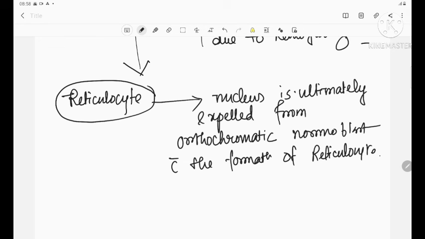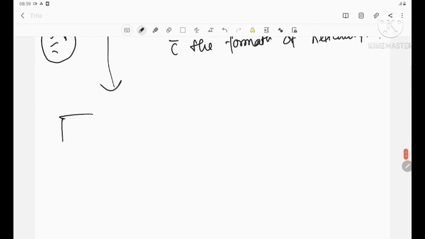And why this name reticulocyte? There is still the presence of a fine reticular pattern in the cytoplasm. Okay, a reticular pattern. There is a small bluish tinge in the cytoplasm, so very little rRNA is present in the cytoplasm. The ultimate step is the erythrocyte or mature RBC.